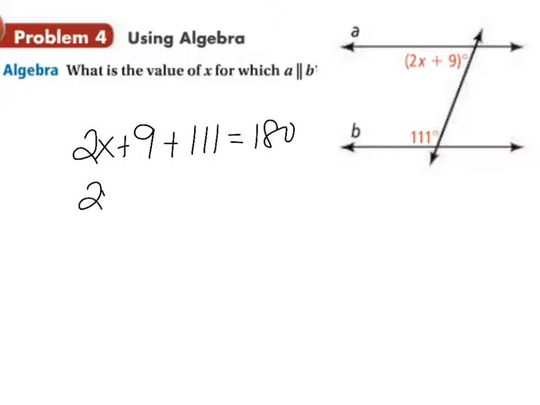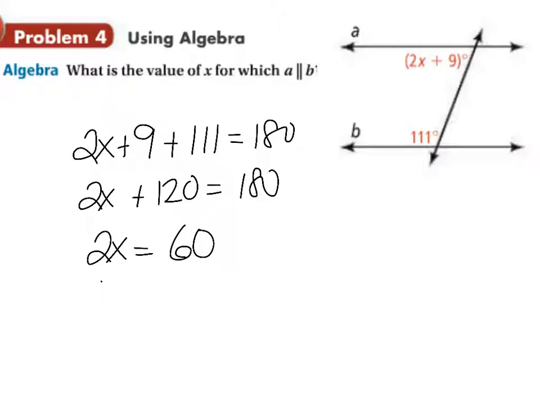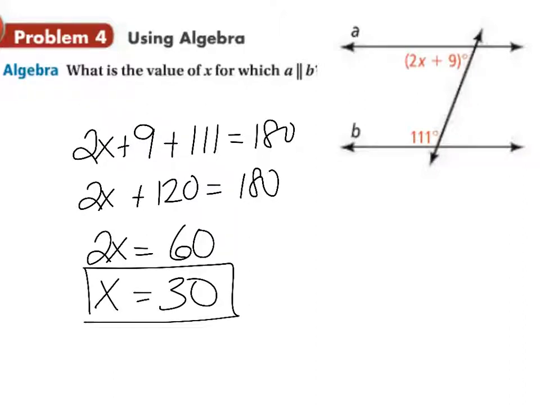All right, so I get 2x plus 120. If I subtract 120 on both sides, I'm going to get 60, and divide by 2, I get 30. That's the value of x that would make A parallel to B. Kind of the same thing, they're just wording it differently.